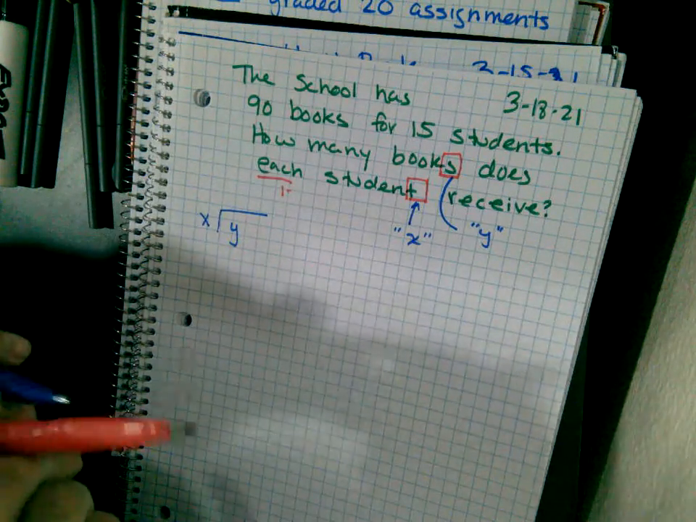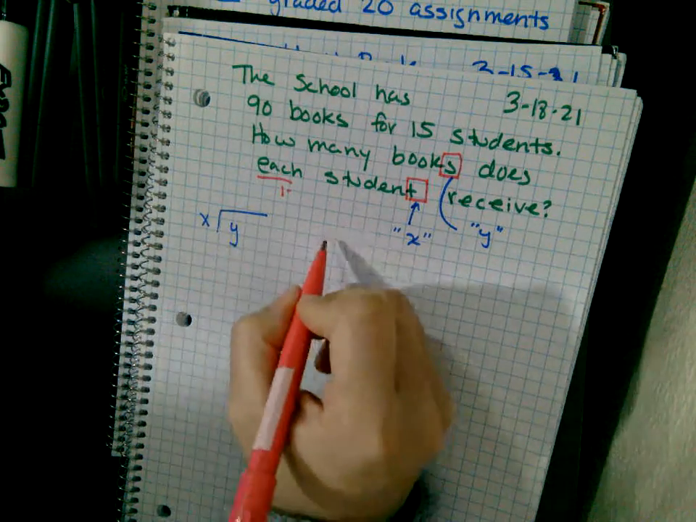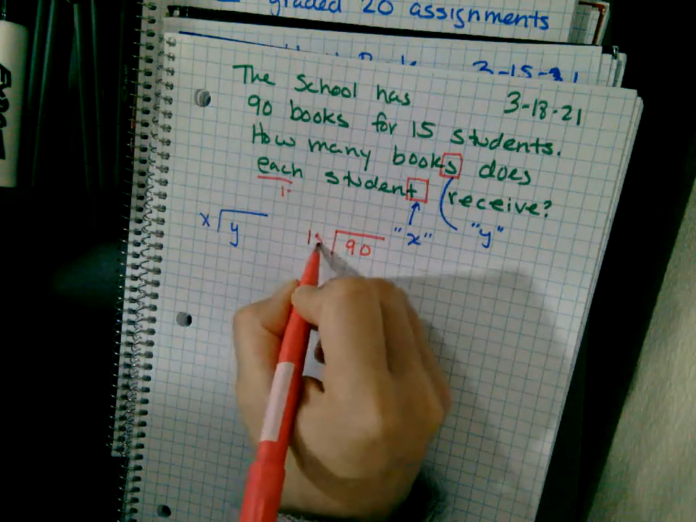Okay? Because when you divide, your X goes outside and your Y goes inside. So my X is student. So this is students and inside is books. So therefore 90 goes inside and 15 goes outside.